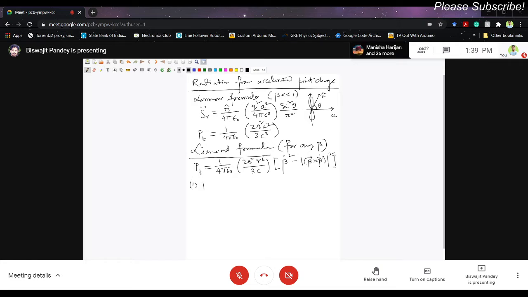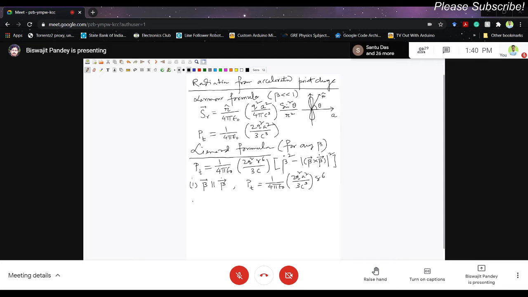We also discussed two separate cases. Case number 1 was when beta is parallel to beta dot. Then the power radiated is the same expression as the Larmor formula, multiplied by gamma to the power 6, because when they are parallel, the cross product is 0. What you are left with is beta dot square, which is basically acceleration square by c square. So we have a 3c cube here, a square here, and gamma to the power 6. So you have to multiply the Larmor formula by gamma to the power 6.